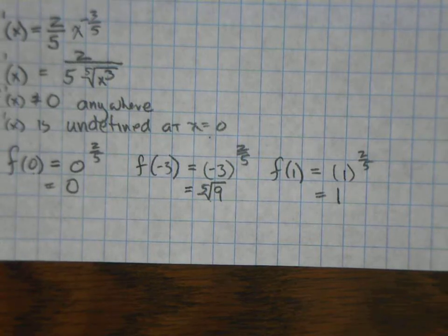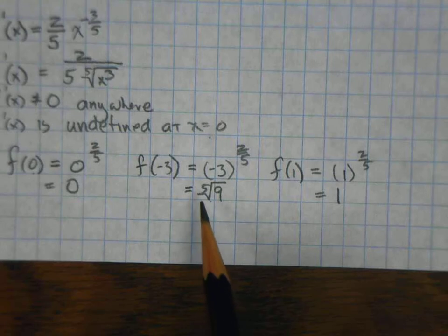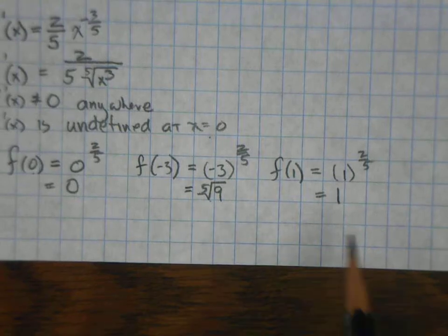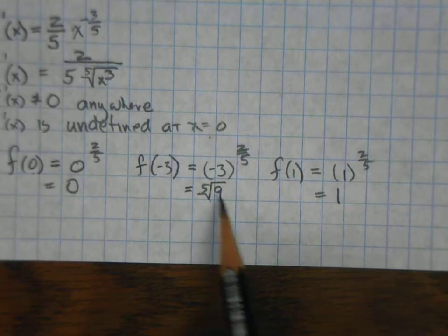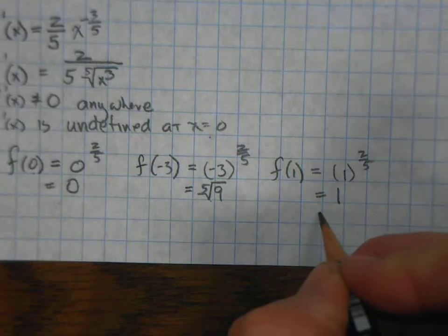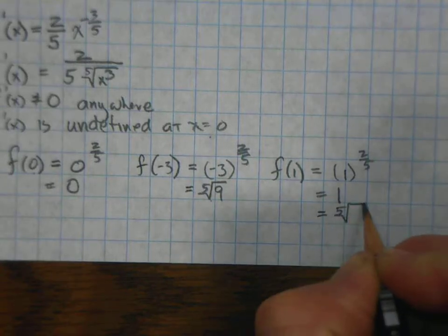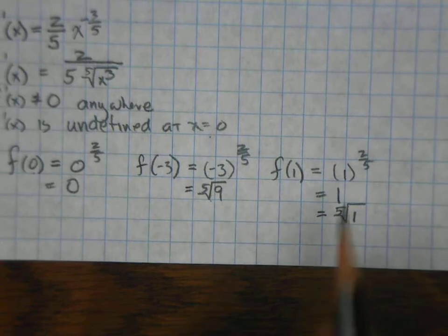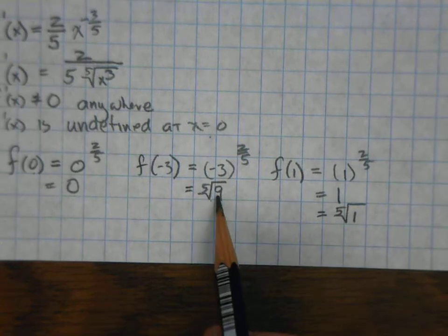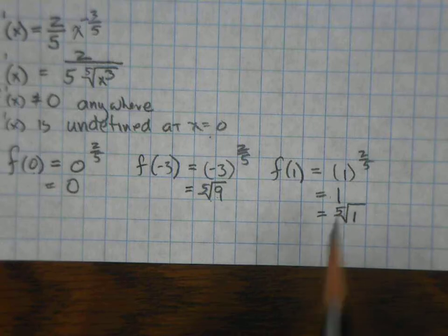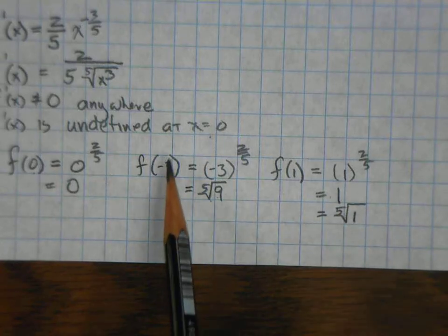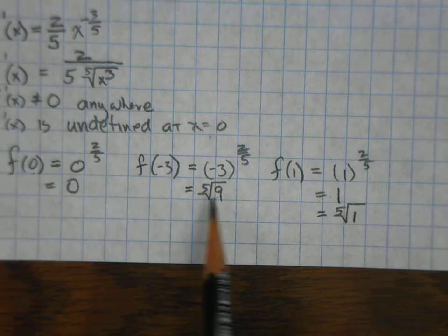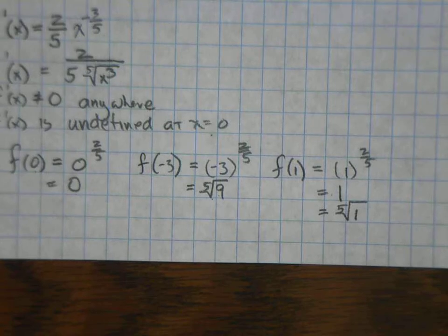Well, the 5th root of 1 would be 1, and 9 is larger than 1. Let me see if I can explain that. The 5th root of 1 is 1, and the 5th root of a larger number, 9, should be larger than that 1. So I'm confident saying f of -3 is larger than f of 1. Don't forget to write your answer.